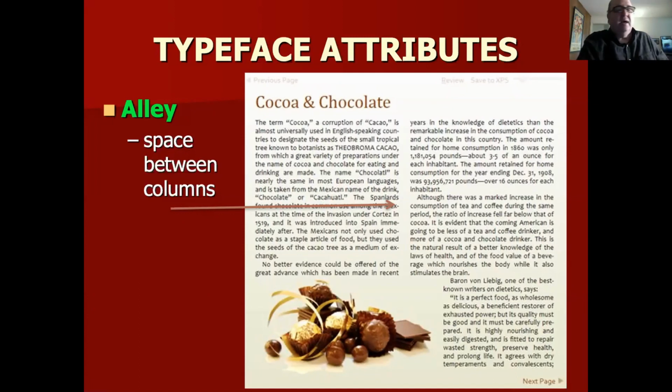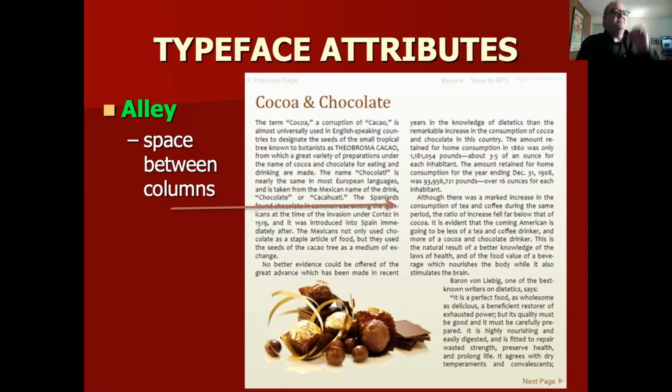And one of the reasons we have columns of type in magazines or in newspapers is because long lines of text, where the newspaper is 10 inches across, text that goes that long gets very tiresome to read, and it's hard to follow. And they found that if they do short lengths of text, that it is more readable. So this is all part of that science.